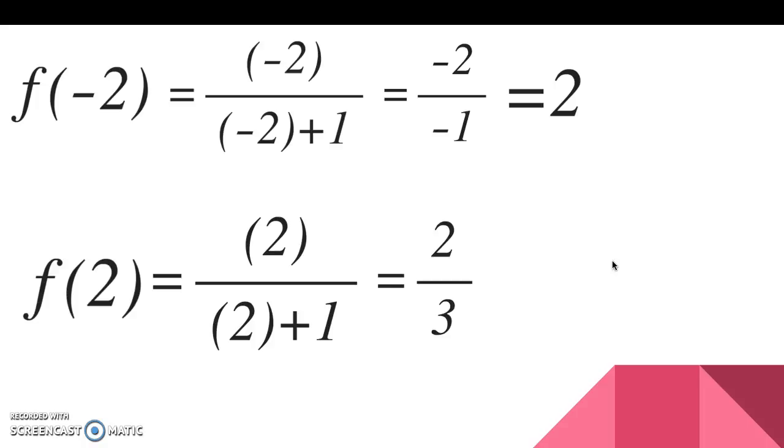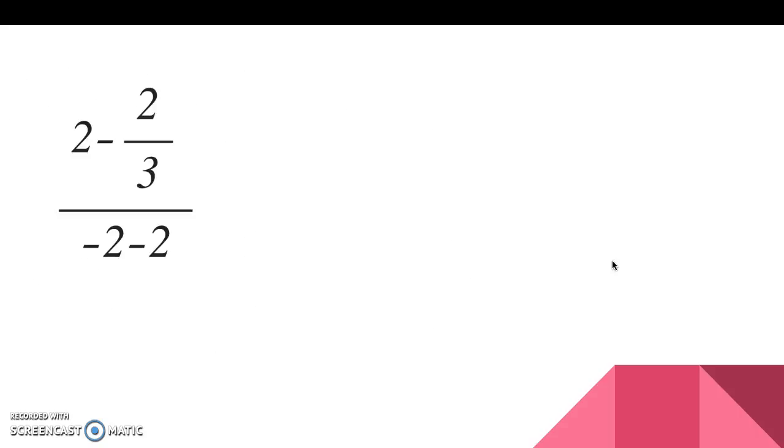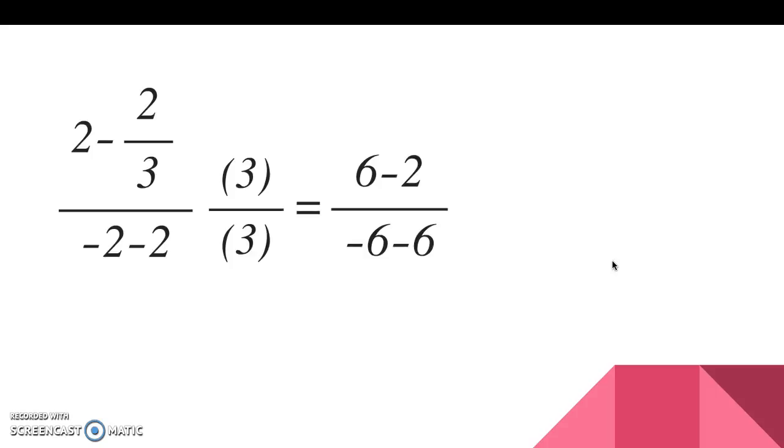will go to 2/3. Now, the slope will be the change in y's over the change in x's. So, 2 minus 2/3 over -2 minus 2. In order to reduce this fraction, we need to multiply the top and bottom by 3, which will give us 6 minus 2 over -6 minus 6, which will equal 4 over -12, which will then equal -1/3.